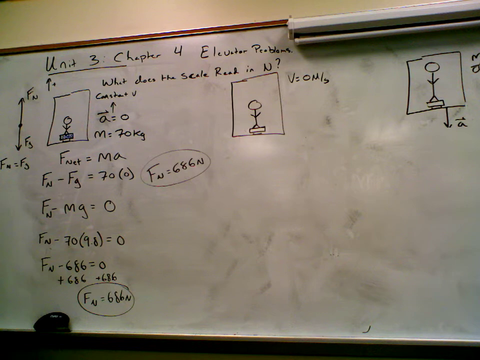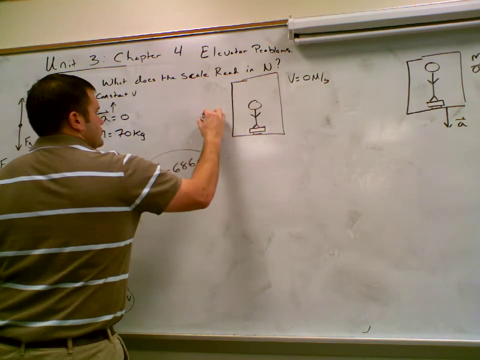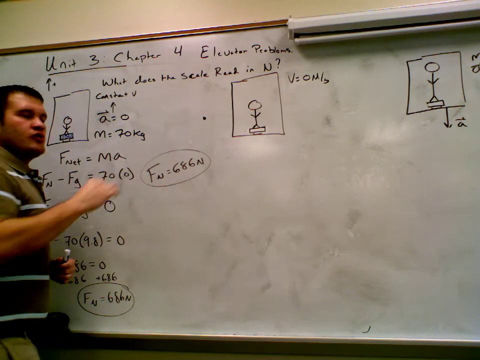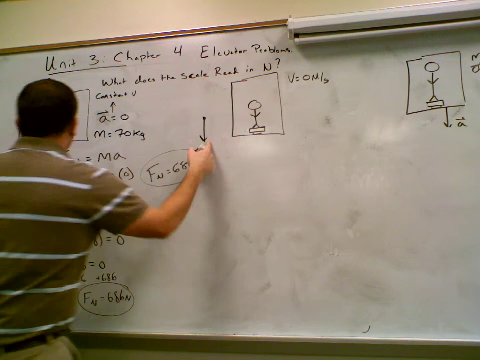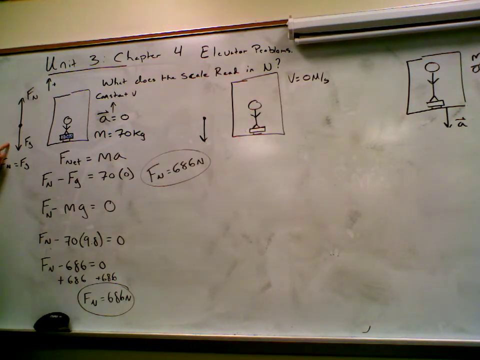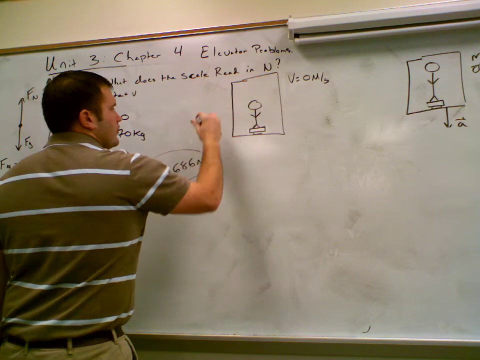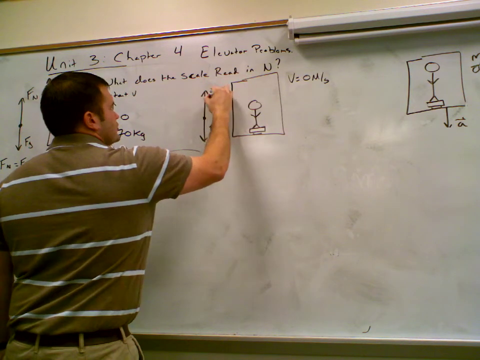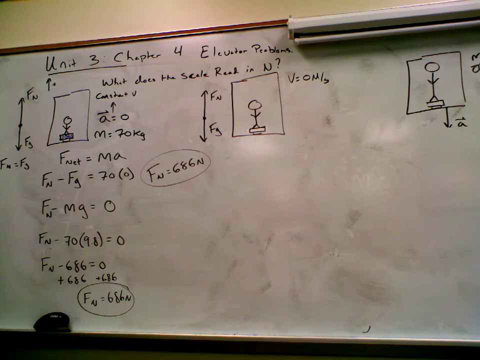Okay, so free body diagram. What forces are acting on the person? Gravity, which way? Down. Now, how should these gravity vectors compare? They should be the same because the person's mass didn't change, did it? Okay. What force is acting up? Normal force, right? Now, what's the relationship between the normal force and gravity when their velocity is zero? They're equal.